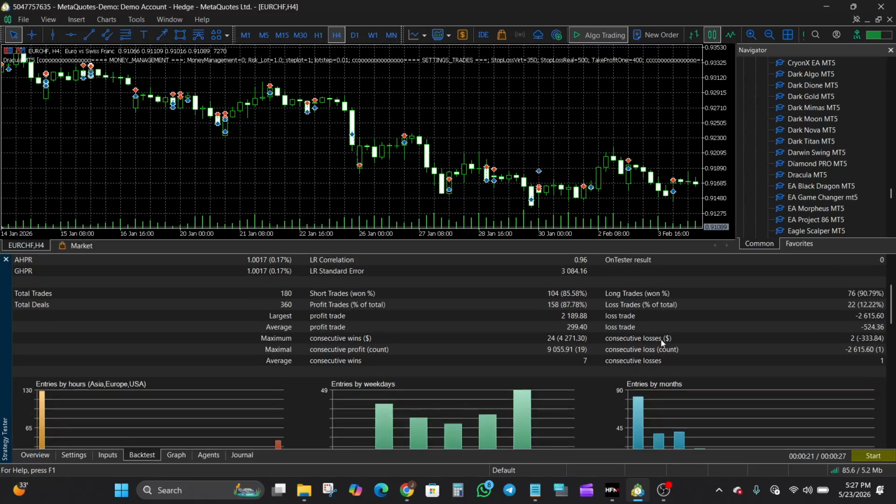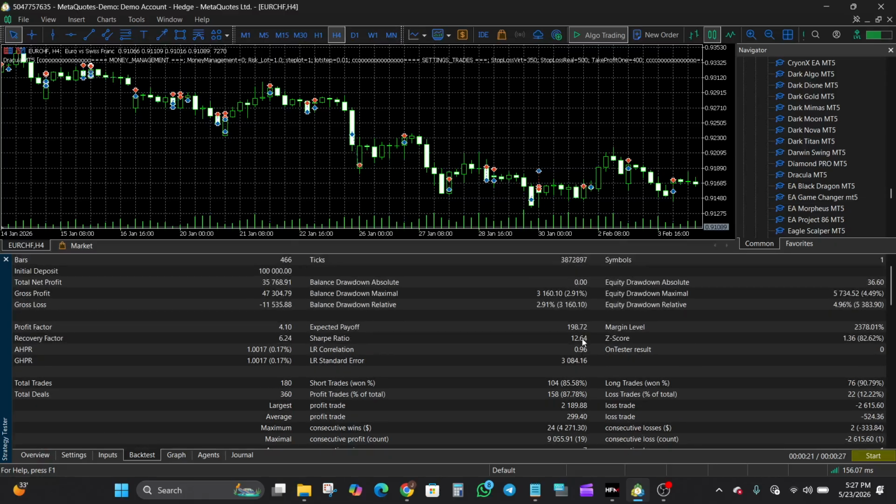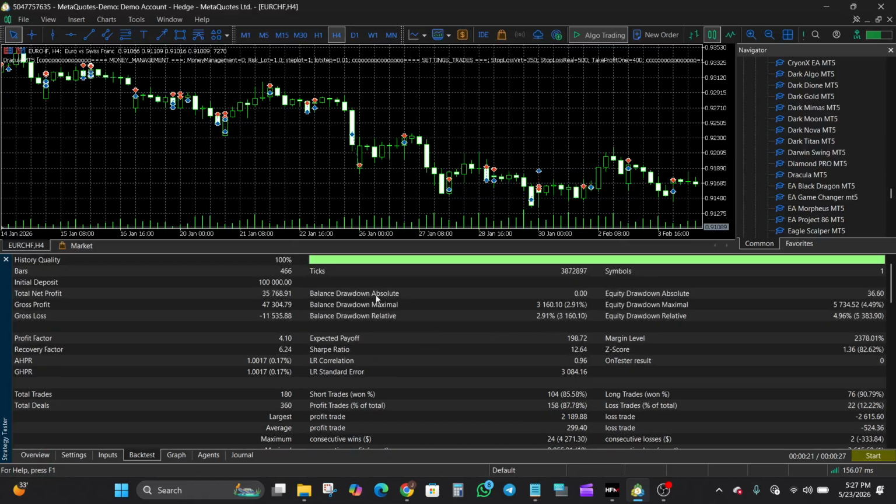Okay, so combining the extent of the win rate, you can see the short trades win rate is 85.58%, and the long trade win rate 90.79%. So when you combine this high win rate with the risk to reward ratio that is not good, I guess the win rate was one of the main factors that resulted in this total net profit of over 35% of the initial balance. Okay, but of course, these are historical backtest results.